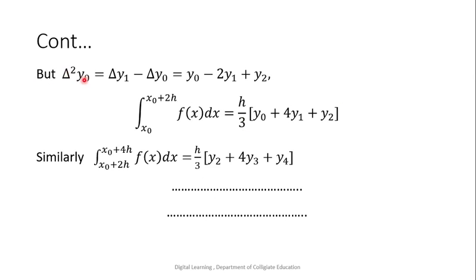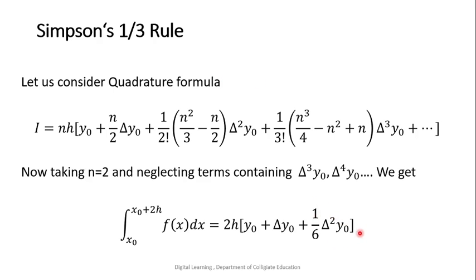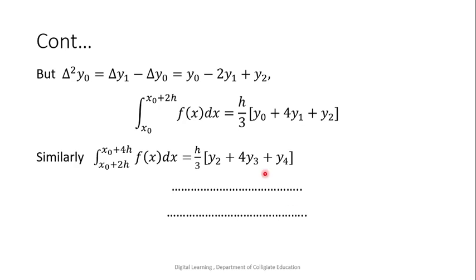Here delta square y naught is defined as delta y1 minus delta y naught. We know that delta y1 is y2 minus y1, and delta y naught is y1 minus y naught. So simplifying, we get y naught minus 2y1 plus y2. Now substitute this value in delta square y naught. Then simplifying, we get h by 3 times y naught plus 4y1 plus y2.